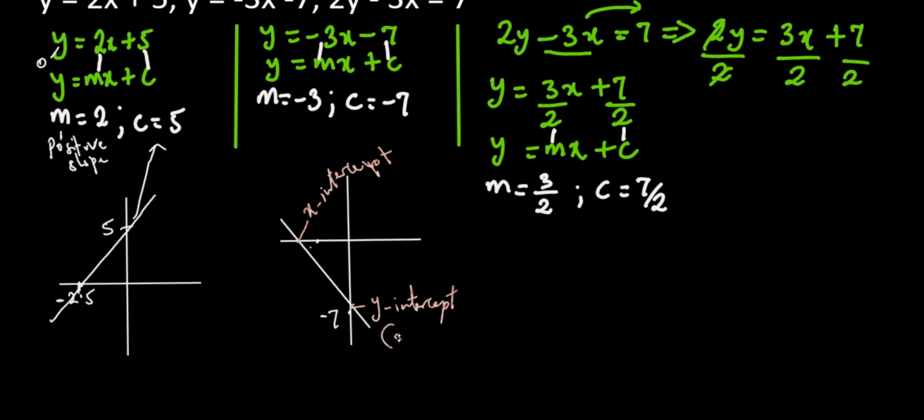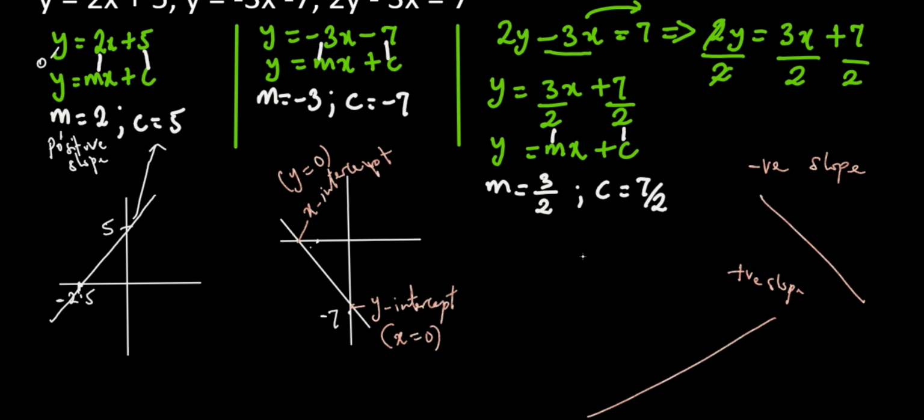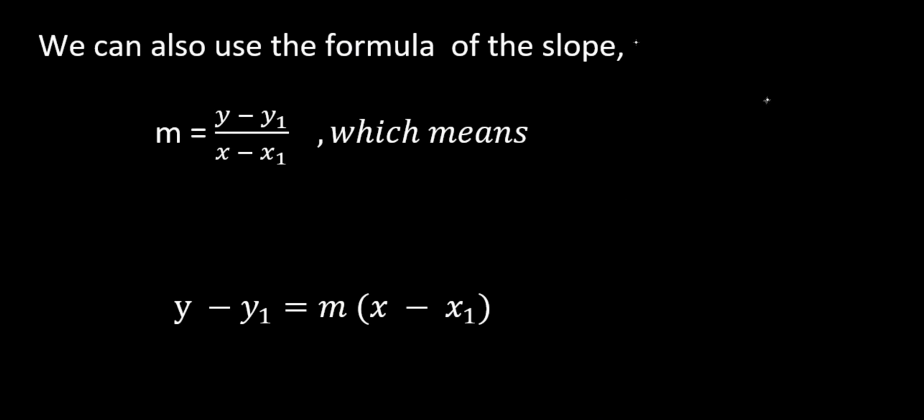So just know that the y-intercept is where x is equal to 0, and the x-intercept is where y is equal to 0. As I've said earlier on, if the slope is negative, it will be a slant straight line from the left hand side to the right hand side. And when it is positive, it will be a slant straight line from the right hand side to the left hand side. Okay, that's about that.